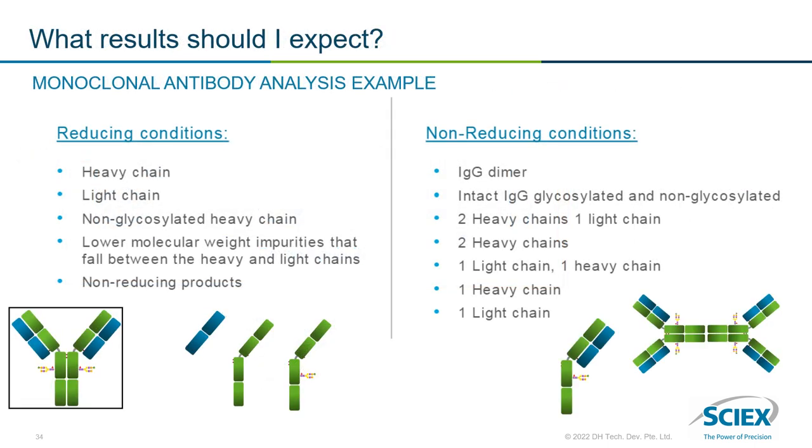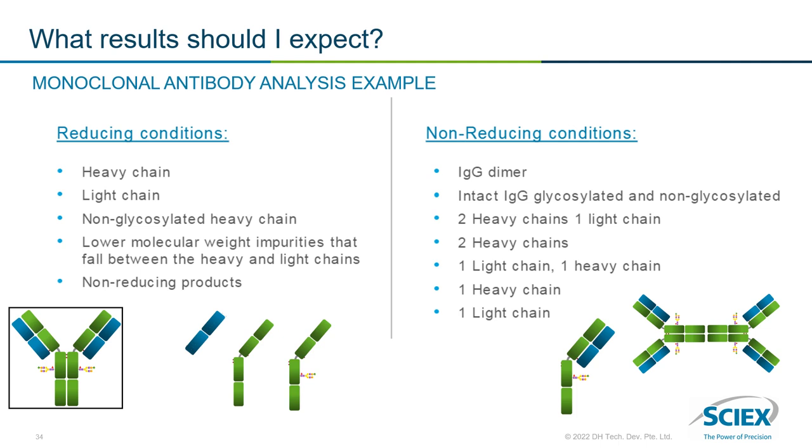So you might ask, what results should you expect when analyzing a sample like an IgG-based protein therapeutic using the CE-SDS workflow? Validated protocols are published and reagents are available to separate both reduced and non-reduced monoclonal antibodies. When prepared under reducing conditions, the resulting data will show a heavy chain, light chain, non-glycosylated heavy chain, and any lower molecular weight impurities that fall between the heavy and light chains.